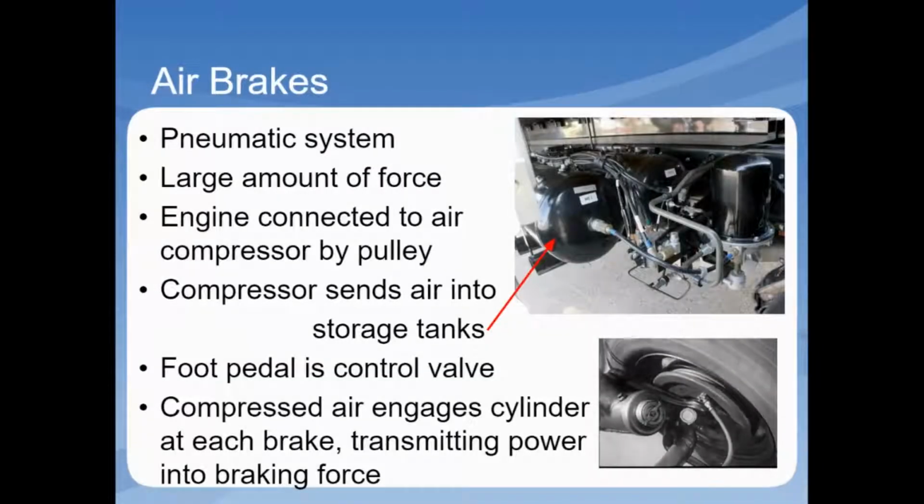An example of a pneumatic system is in air brakes on large trucks. Large vehicles use fluid power braking systems because of the large amount of force they can provide. In an air brake system, the vehicle's engine is connected to an air compressor by a pulley. The compressor sends air into large storage tanks, one for each wheel.